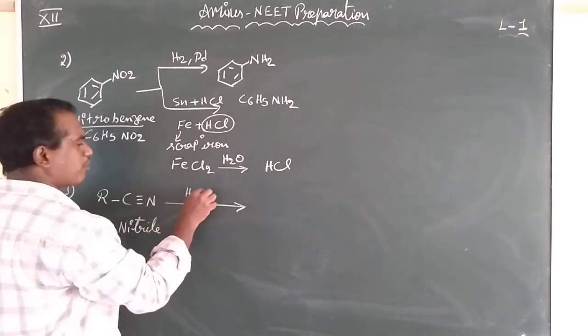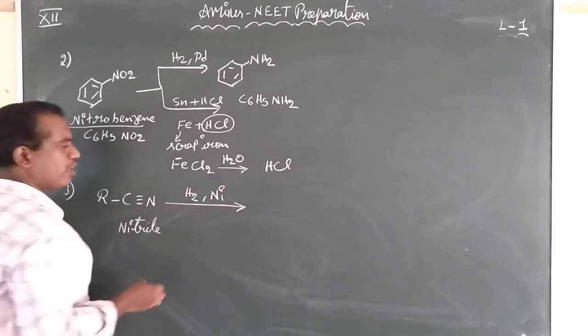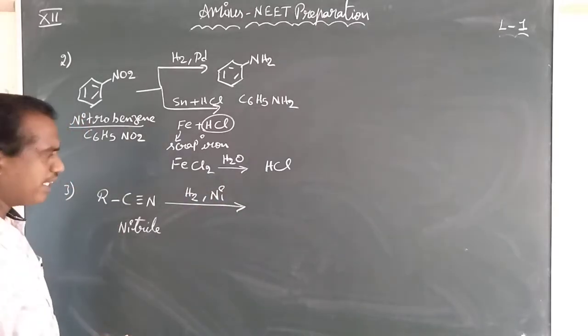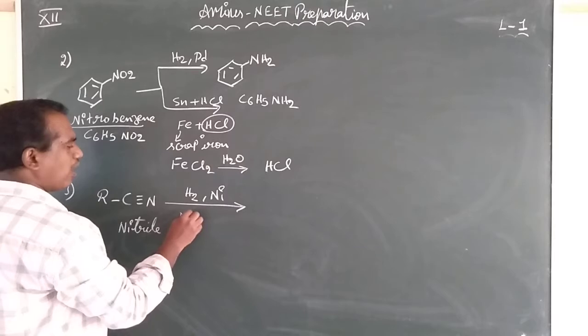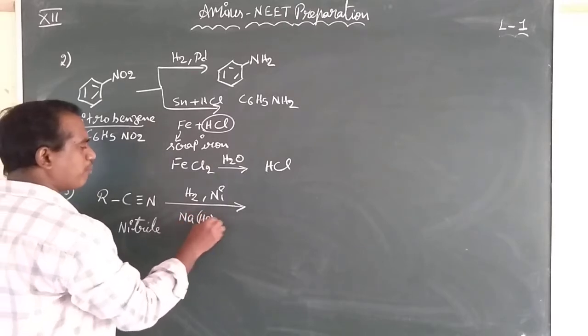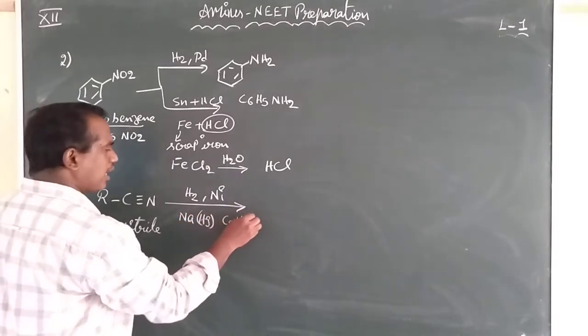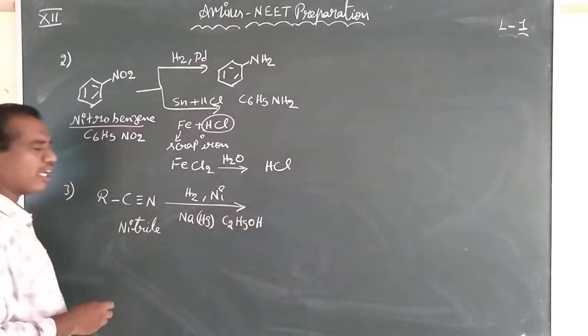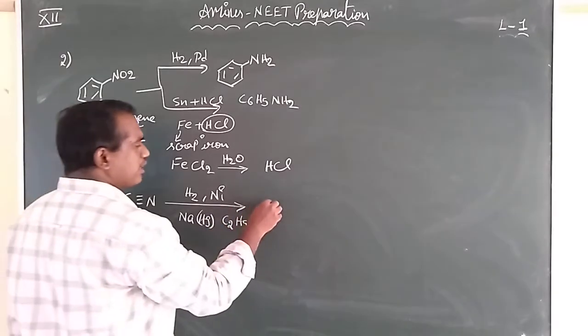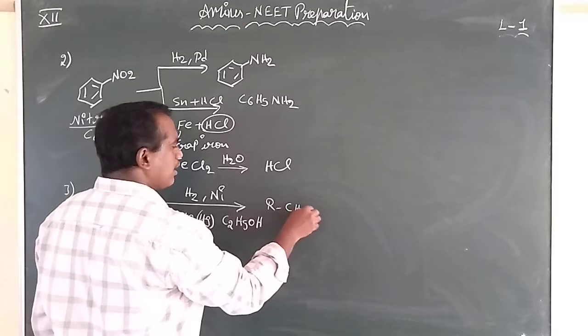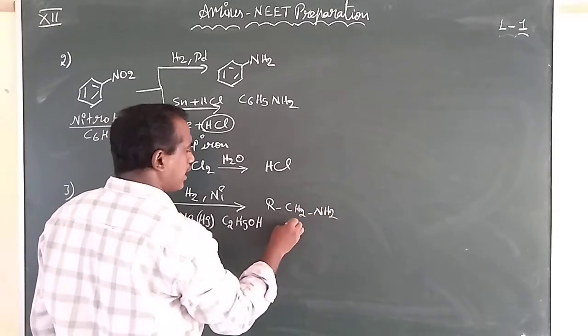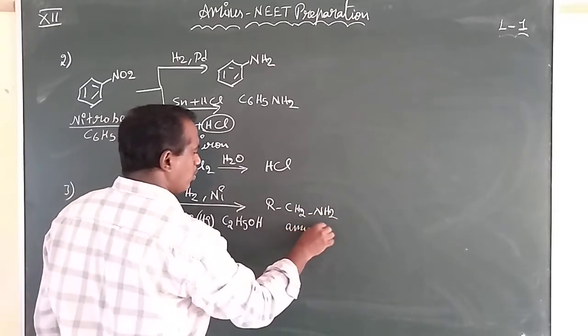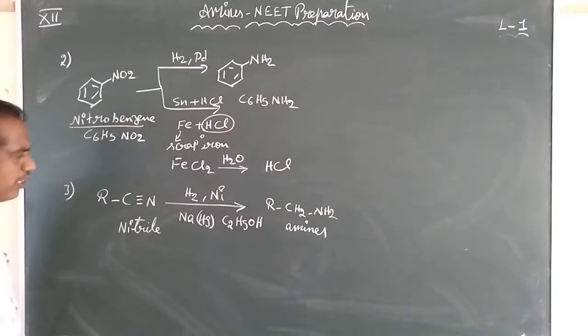Nitriles can be reacted with hydrogen in the presence of a nickel catalyst, and along with that we are using sodium amalgam and ethanol as the solvent. Sodium amalgam and ethanol as the solvent. Then the nitriles are reduced to the corresponding amines.